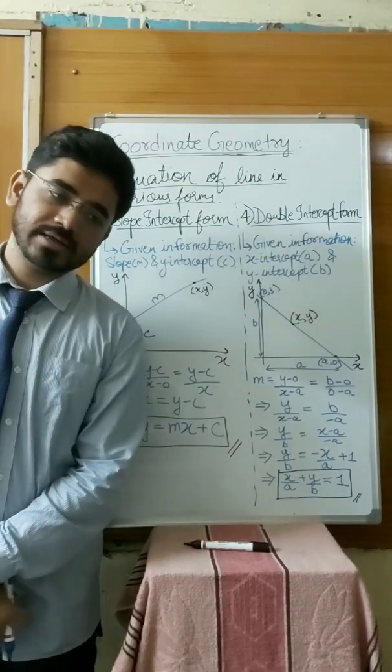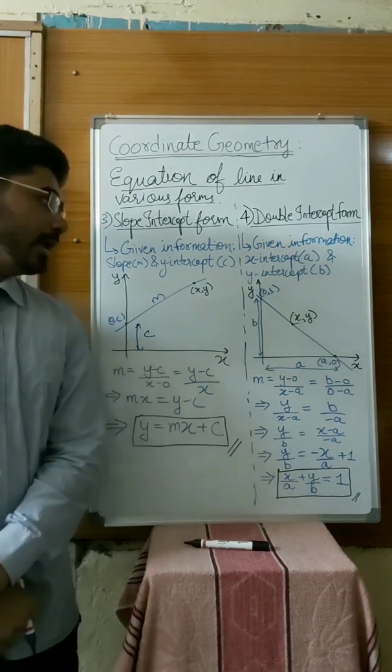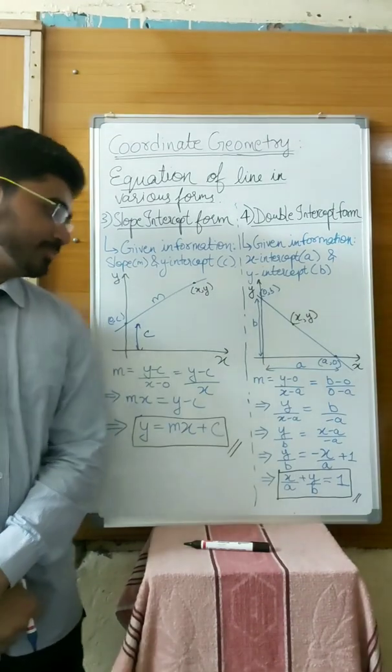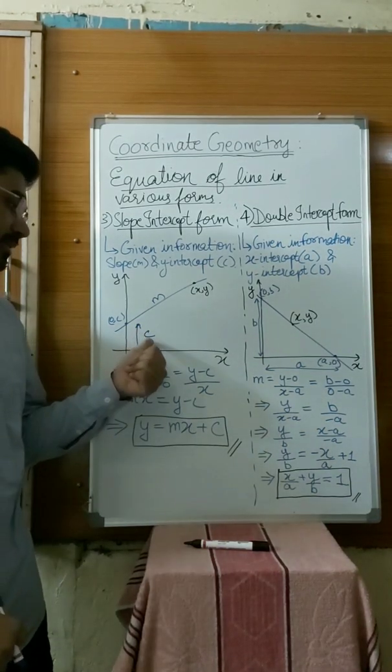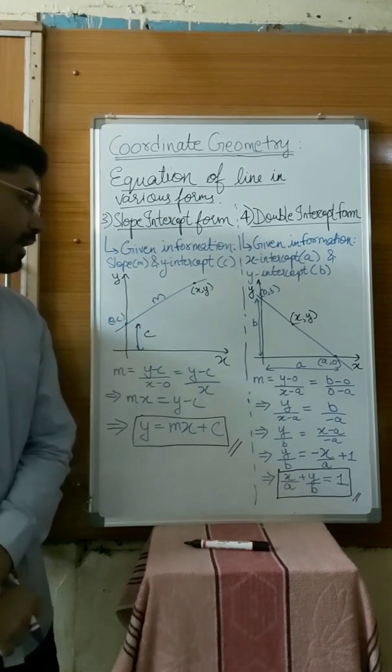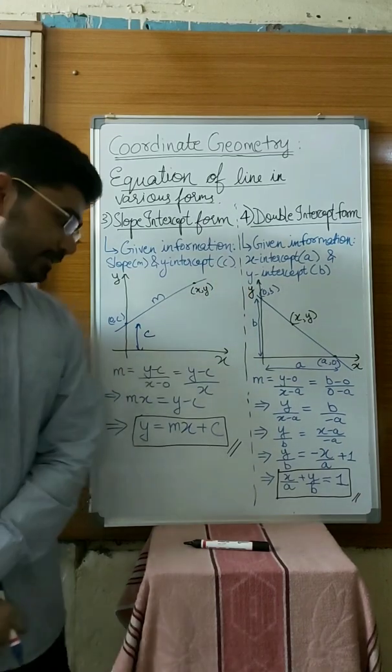For the equation of a straight line in slope intercept form, we need 2 pieces of information. The first one is the slope of the line and the second is the y-intercept that the line makes. So I've drawn a line here, and the y-intercept the line makes is c. So this distance is c, and the slope of the line is m, that is given to us, and (x, y) is the general point on the line.